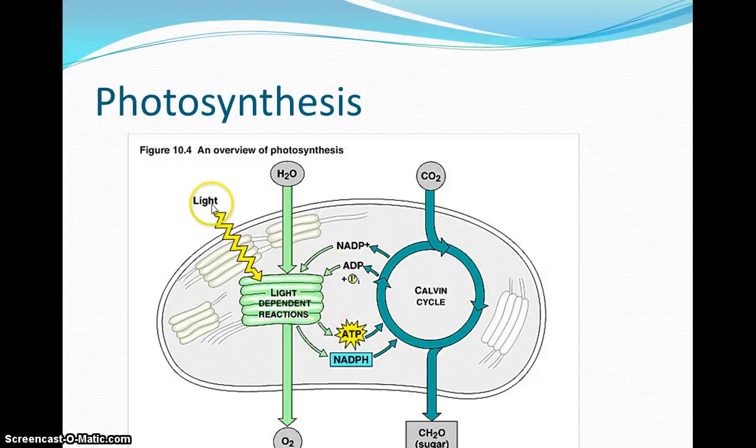You need to be able to tell me that light goes in, water goes in, oxygen is produced, CO2 goes into the stroma, and sugar is produced. Like I said, this diagram right here is on your test, so you might want to star and highlight that.